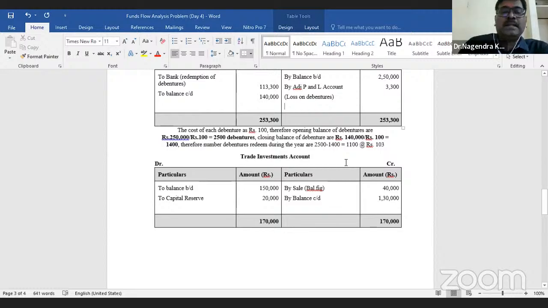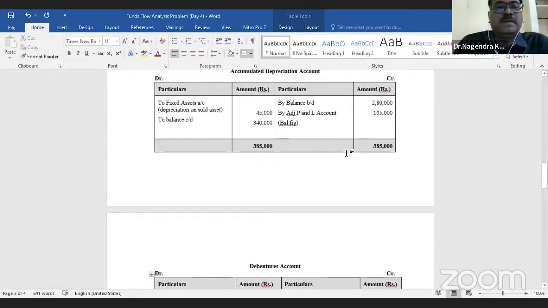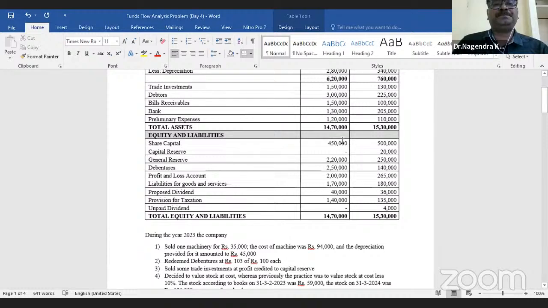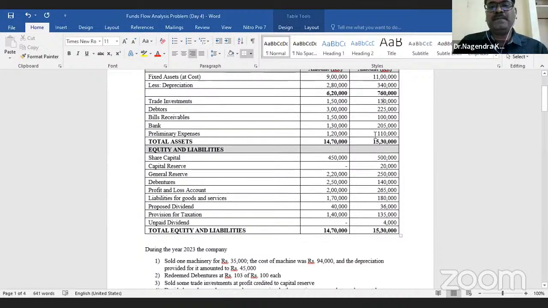Next, we have another adjustment, that is the trade investments account. The trade investment account is telling us that some trade investments were sold during the year, and the profit that was generated was credited to the capital reserve. Let us see. The opening balance of trade investment is 1,50,000. The closing balance is 1,30,000. And the profit that was generated was transferred to the capital reserve.